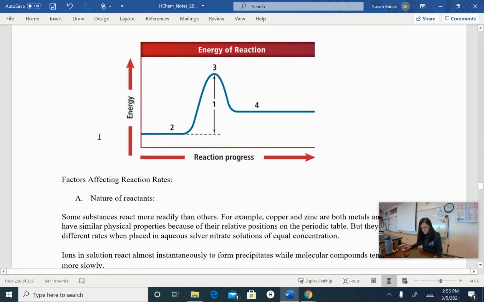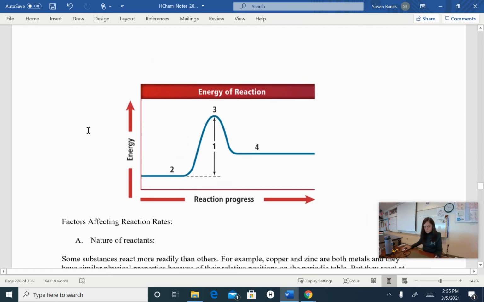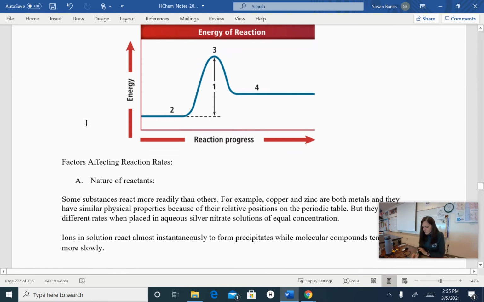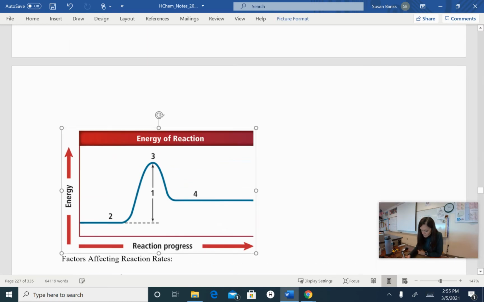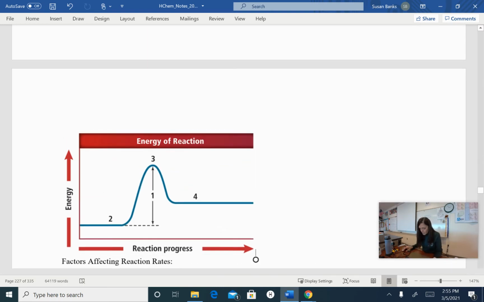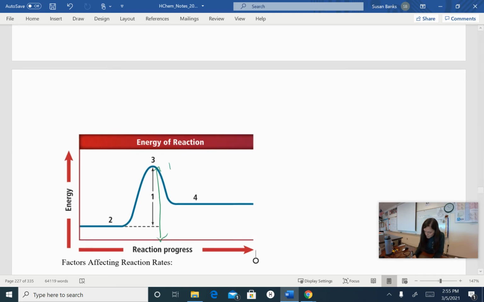Okay, let's look at number 2. Let's label all of these things. So number 2, that's our potential energy of our reactants. Number 3, if I do this whole line all the way to the bottom, if it's going to let me do that, this is our potential energy of our activated complex.